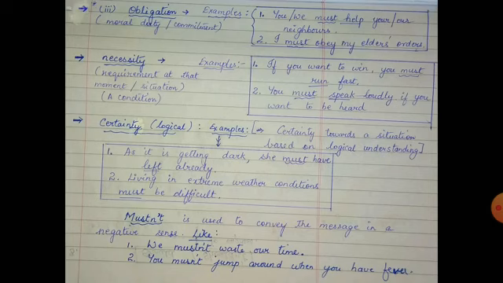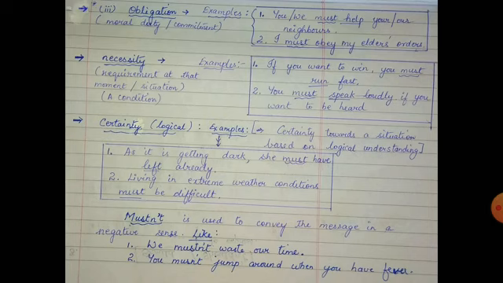Then comes the necessity. Necessity is the requirement in that particular situation. What is the need of that situation? Based on that, we use the modal must in a sentence. If you want to win, you must run fast. You must speak loudly if you want to be heard. So here these are conditions. So under a condition, how do you use must in a sentence?